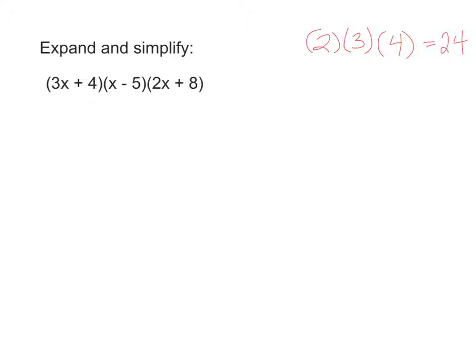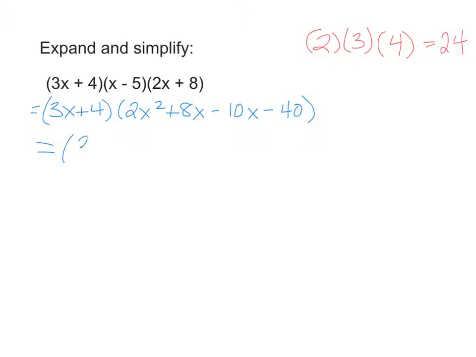And my personal preference is to multiply the last 2 together first. Doesn't matter though if that's not the way you want to do it, but I'll show you. This is how I do it. I'm going to leave the 3x plus 4 as is. And then I'm going to multiply x minus 5 times 2x plus 8. So I'll do x times 2x, 2x squared. And x times 8, that's 8x. And then negative 5 times 2x plus 8. So negative 5 times 2x is negative 10x. Negative 5 times 8 is negative 40.